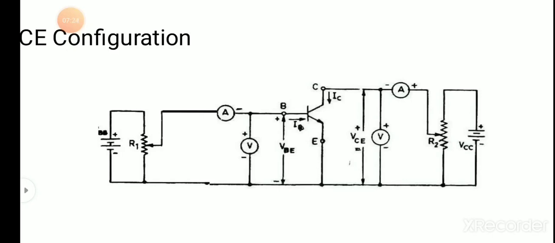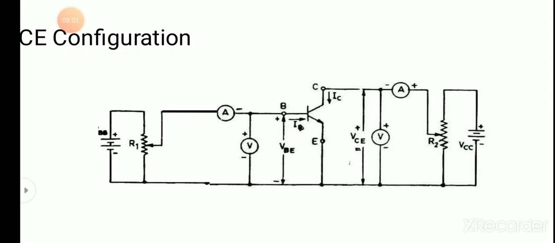Now we need to identify what the input and the output are. The input should not be affected by the output, so we need to make an arrangement such that the output is constant. Here the input is the base current IB, measured by the ammeter, and the emitter is grounded, so the emitter current is not used in the common emitter.